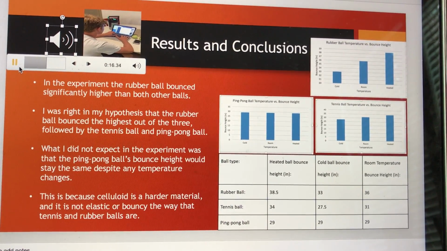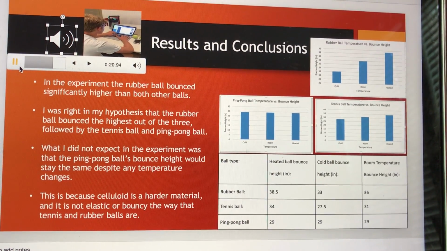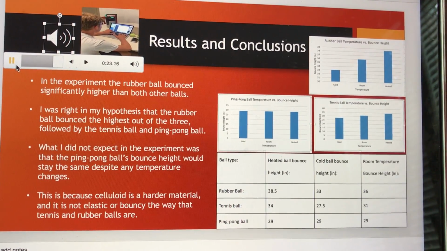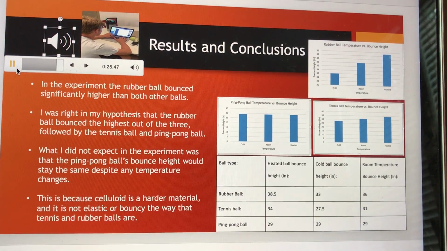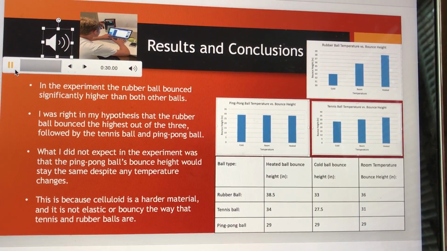However, I did not expect that in the experiment, the ping pong ball's bounce height would stay the same despite any temperature changes. This is because celluloid is a harder material and is not elastic or bouncy the way that the tennis and rubber balls are.